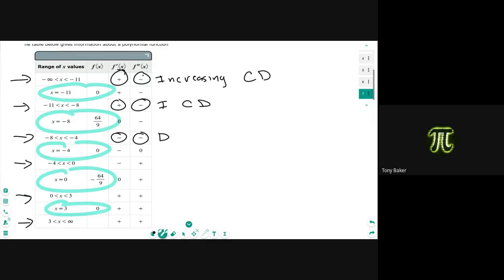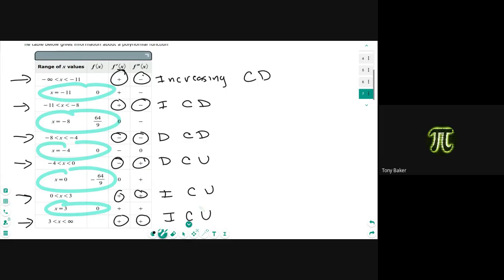On this interval, I've got a negative and a negative. So now I'm decreasing and concave down. Negative and a positive. Decreasing, and that's concave up. Positive, positive. Increasing, concave up. So now you know where you're going to click each of those points, or values.